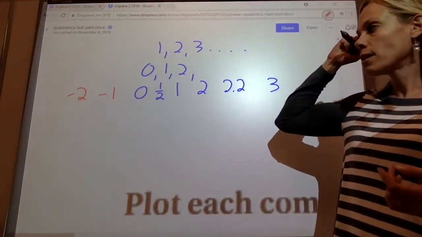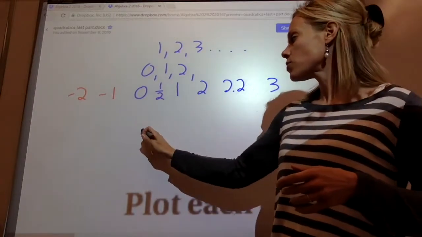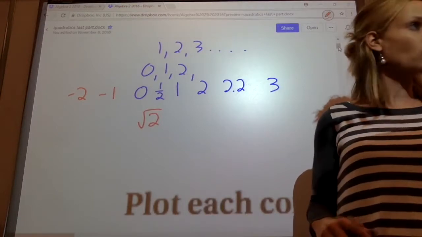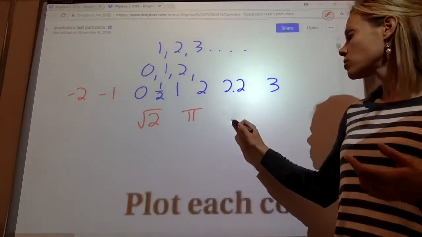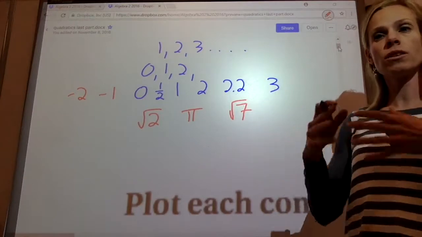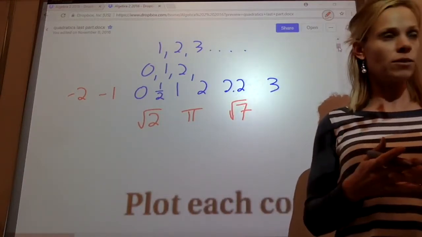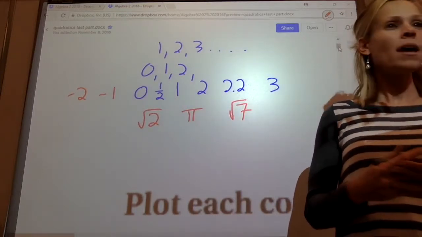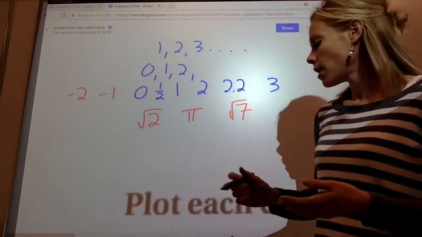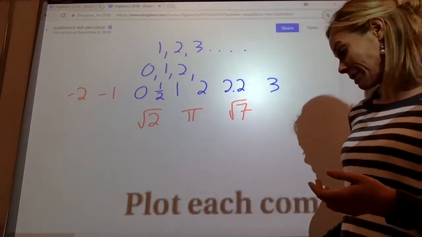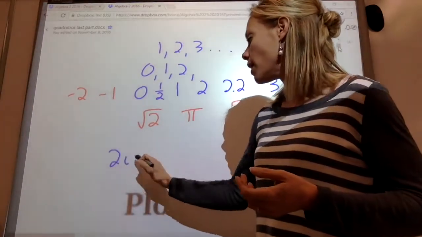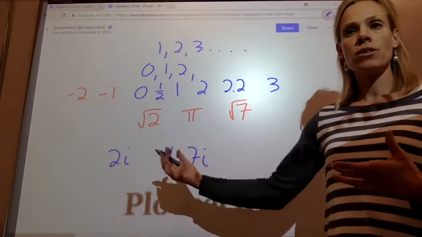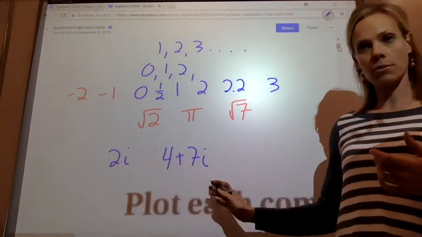And then about middle school, your teachers start showing you numbers like this, right? Irrational numbers: square root of 2, pi, square root of 7, and so on, right? You get that new set of numbers called irrational numbers. So there is one more group of numbers you haven't seen before, and those are called complex numbers, and they are imaginary numbers. They look like this, the 2i, 4 plus 7i. Those are called imaginary numbers, complex numbers.